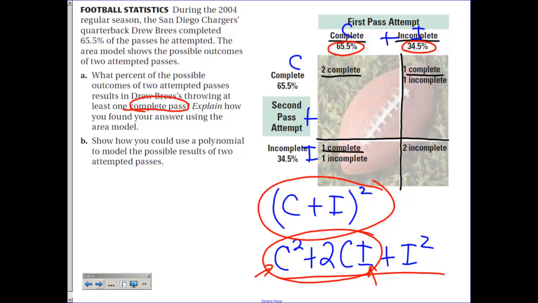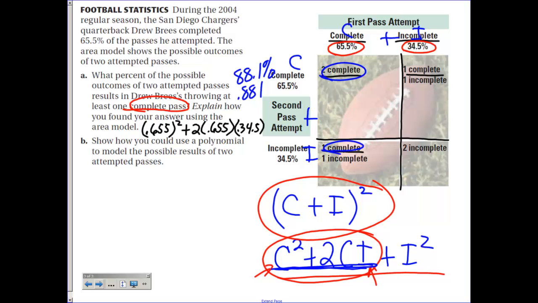That has C's in it. So all we're going to do is substitute C with 0.655 squared plus 2 times 0.655 times I, which is 0.345, and multiply that out, 0.881, which is about 88.1%. So even though his completed passes take up 3 of the 4 squares, which is normally 75%, he's actually got a little bit higher percentage completion because he's completing more than 50% of his passes.